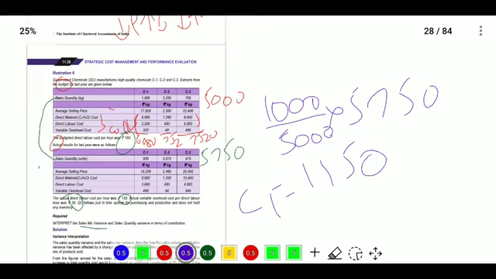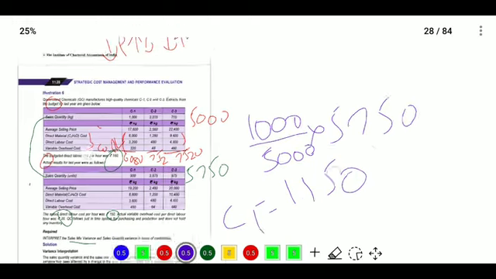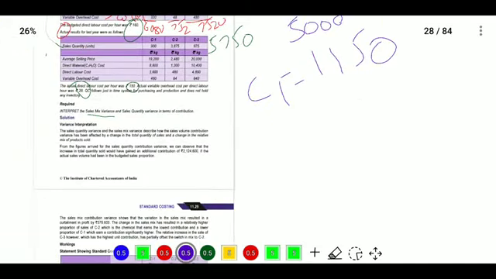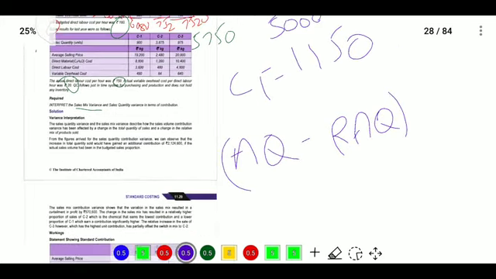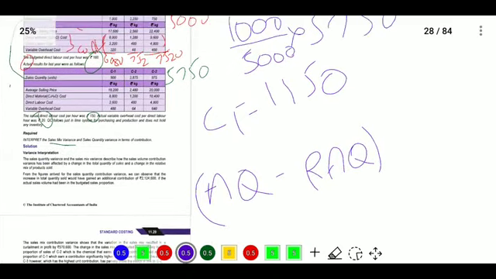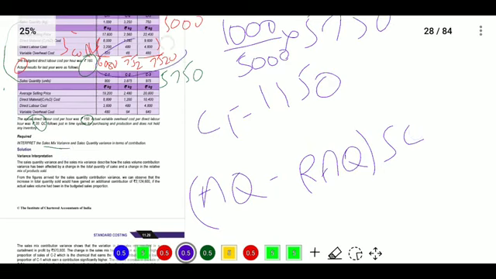What is the mix variance formula? For mix variance you need actual quantity minus revised actual quantity, multiplied by the standard contribution. The standard contribution we already calculated: this is 6080, 752 and 7520. Individually we will get the mix variance.